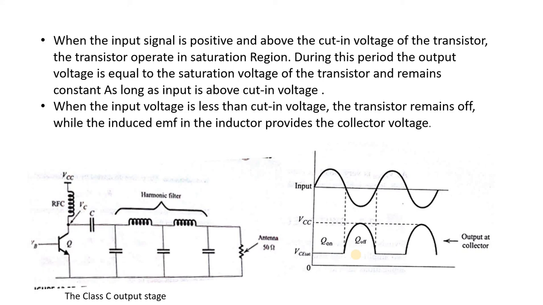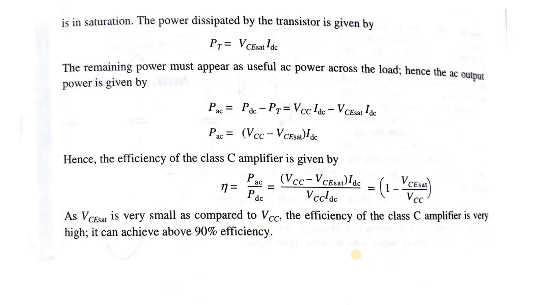In the output waveform, the thing you need to know is the conduction angle. If it is class A, the conduction angle is full wave, 360 degrees. If it is class B, then it is half cycle. If it is class AB, more than 180 degrees, more than half cycle. Next, if it is class C, the conduction angle is less than 180 degrees. So this is the revision of module 1. Thank you.